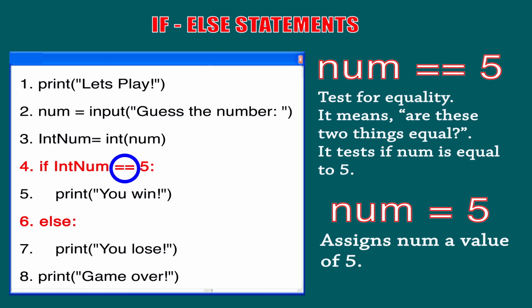Programming languages use these two equal signs for different purposes. In most languages, including Python, a double equals is a test for equality. It means, are these two things equal? In contrast, a single equal is an assignment that we discussed earlier. So num = 5 makes num 5, instead of comparing num to 5. To compare, we will write num == 5.